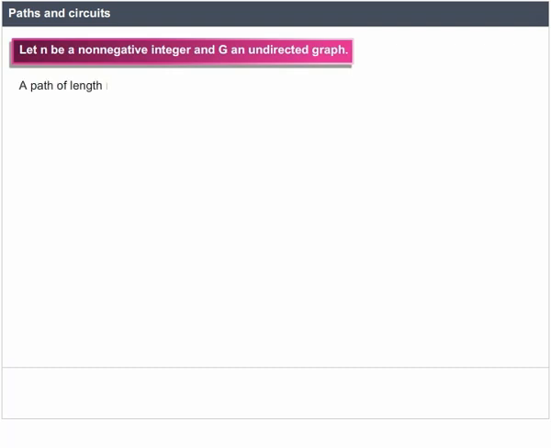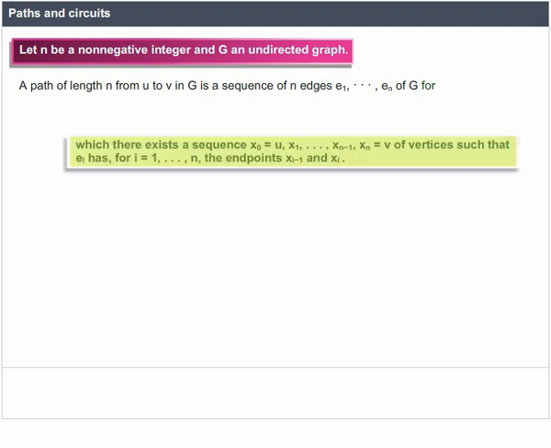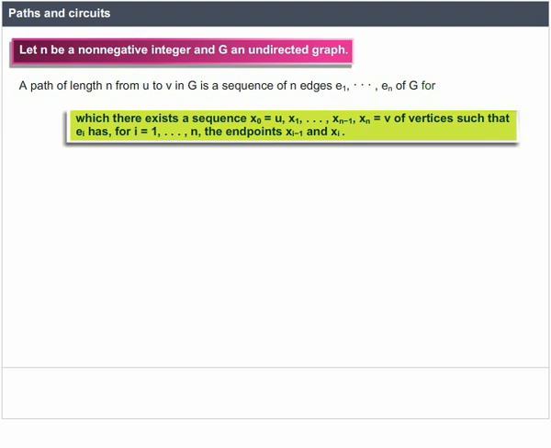A path of length n from u to v in G is a sequence of n edges e1, etc. en of G such that e1 is associated with (x0, x1), e2 is associated with (x1, x2), and so on, with en associated with (xn-1, xn), where x0 equal to u, xn equal to v.